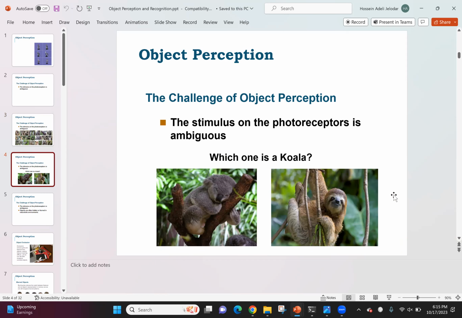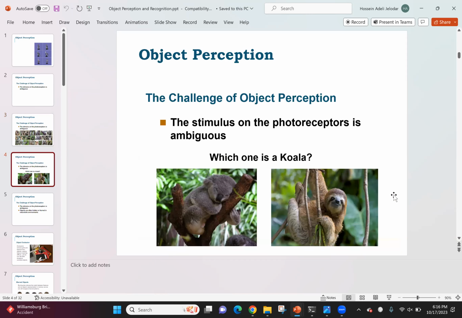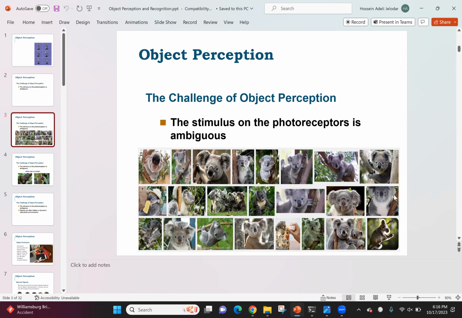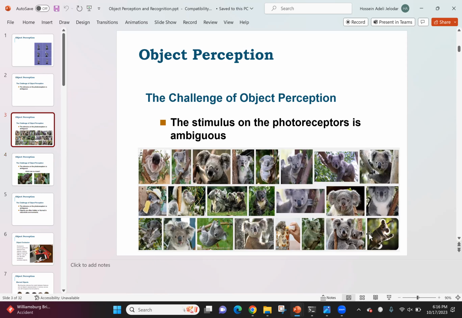So which one is a koala? If this category is koala, which one of these would be koala? The one on the left, right? The fact that we could do this is remarkable, because when you look at the variability that is in here, and then you look at these two images, the image on the right has a lot in common with all these figures that you see here.